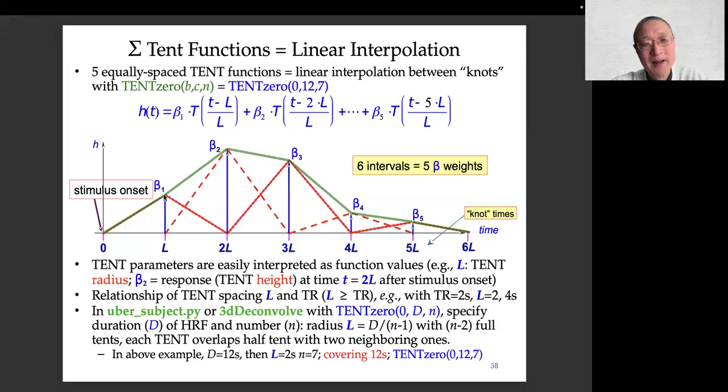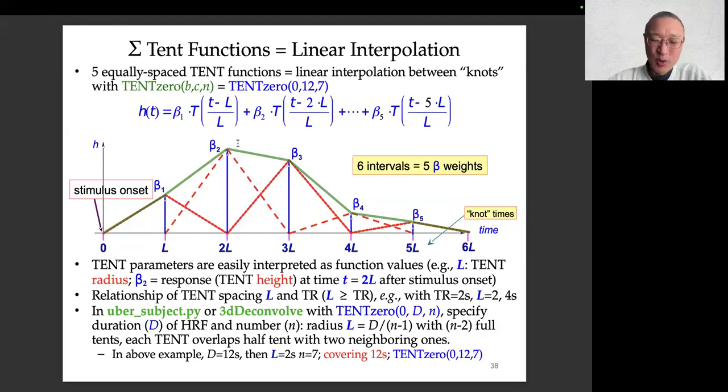The second one, the first TR, there's some height. Then the second TR maybe reaches higher, almost to the peak, right? So we use those 7 rulers to measure the data somehow. Then in the end, we get those 7 beta values. Those 7 beta values give us the profile of the hemodynamic response.